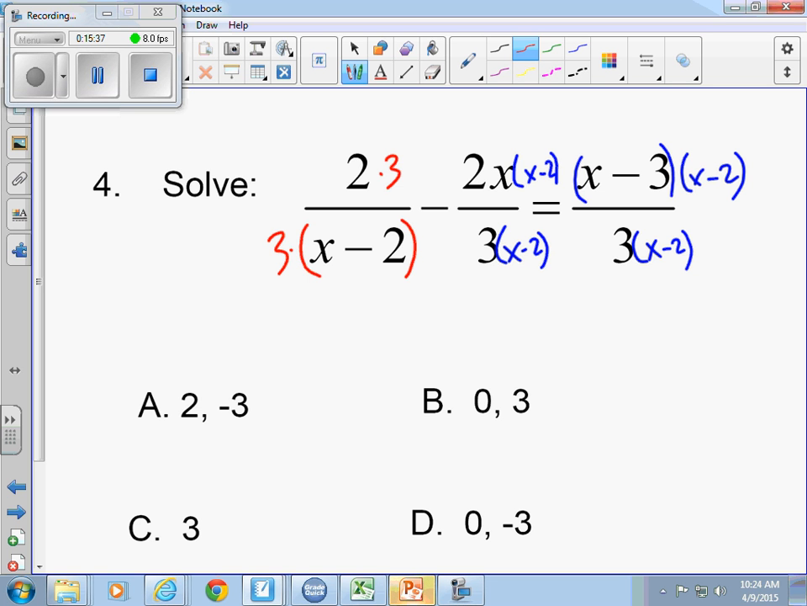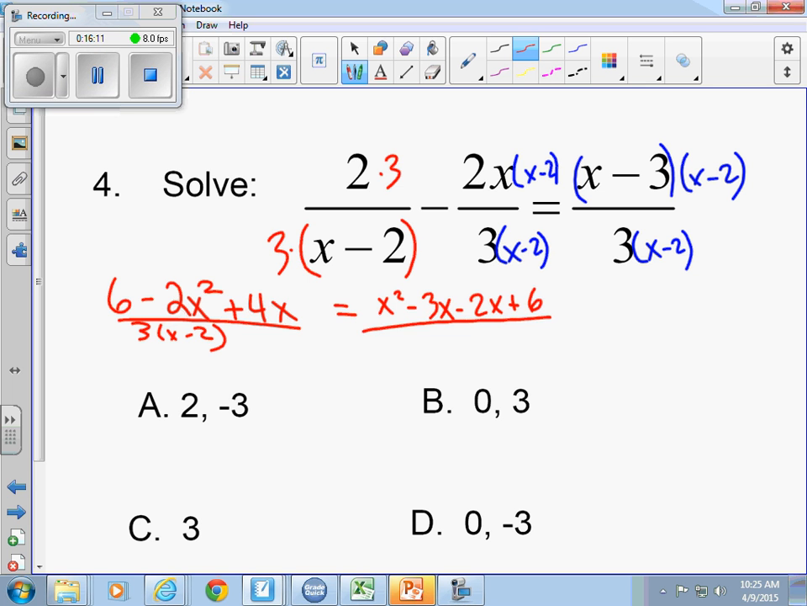Any questions so far? Good. I get 6 minus 2x squared. What after that? Plus 4x. Minus. No. All over 3 times x minus 2, okay? Equals x squared minus 3x minus 2x plus 6 over 3 times x minus 2. So x squared.